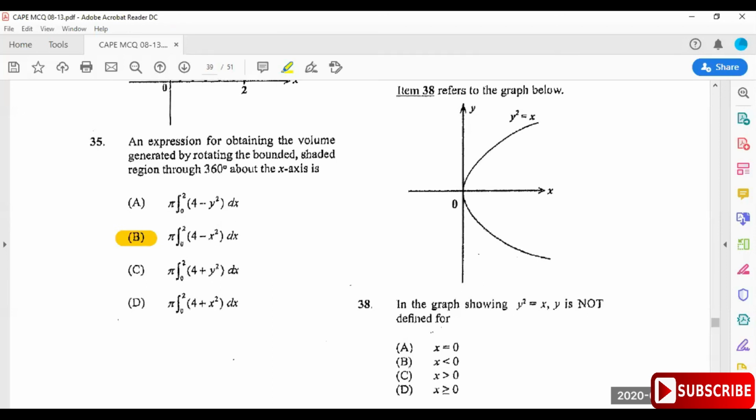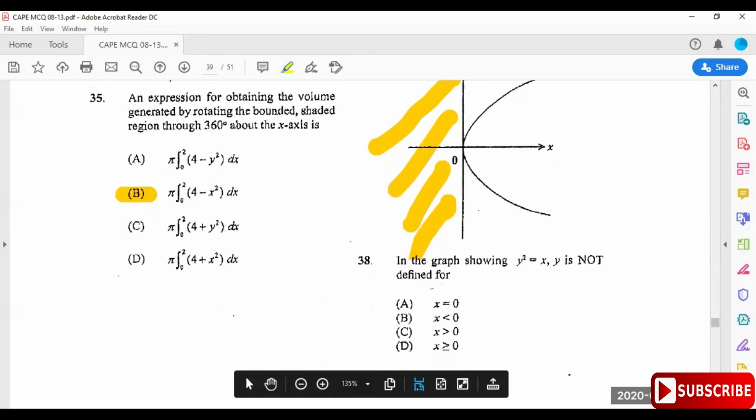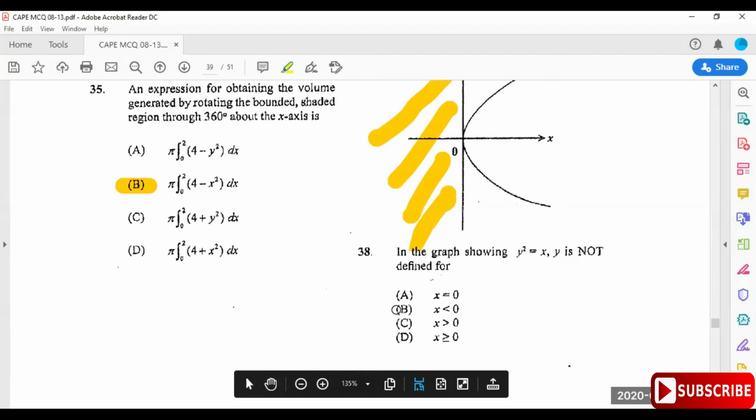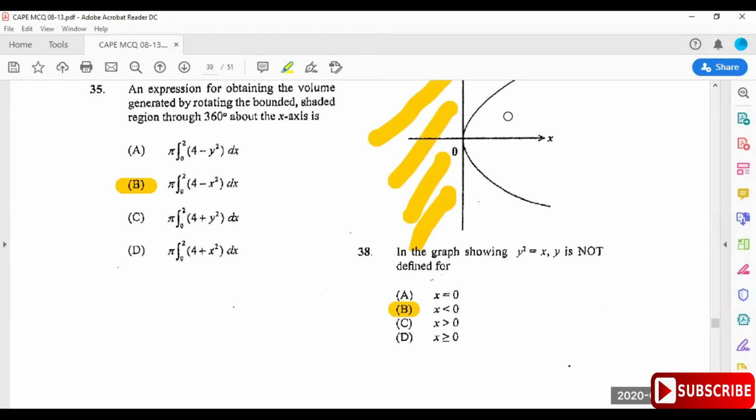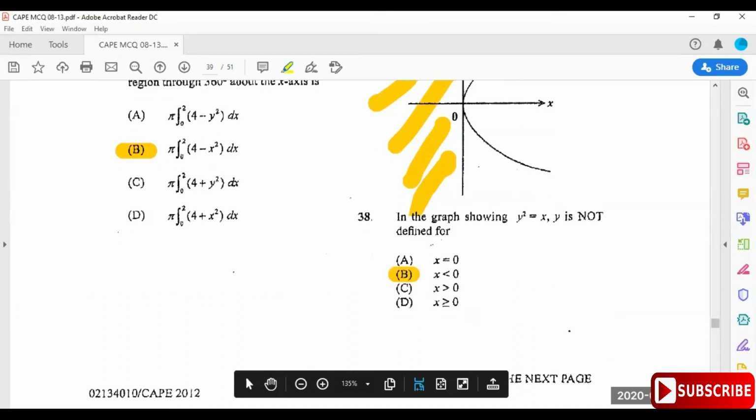It says, in the graph showing y squared is equal to x, where is the function not defined? For x less than 0. Yes, when x is less than 0, we have no y value, it's undefined over here. So the function is not defined when x is less than 0. B. Yes, that's right. Very good. That's B.